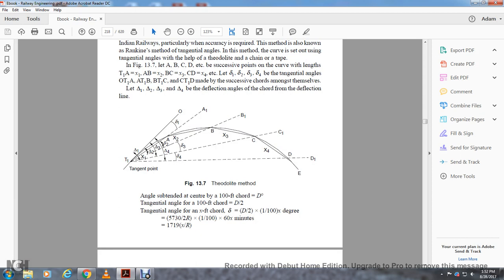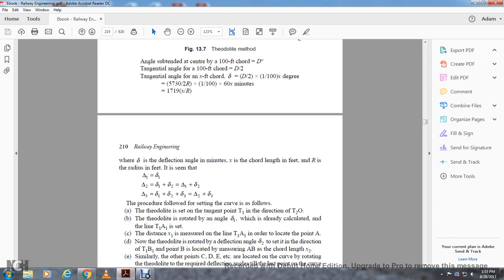Angle subtended at the center by the 100-foot chord equals the diameter angle; the tangent angle with the 100-foot chord is the diameter divided by 2. Tangent angle with the x-foot chord, angle D, equals D divided by 2 times x over 100, in degrees. With 5730 divided by 2R, times x over 100, equals 60x minutes, and 1719 x over R is the deflection angle in minutes for the x-foot chord length, where R is the radius.